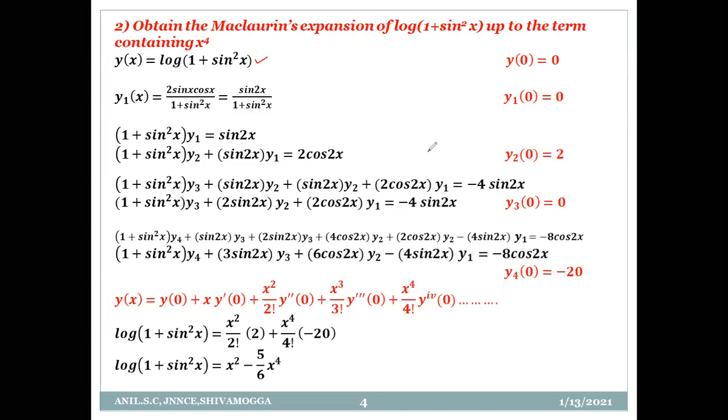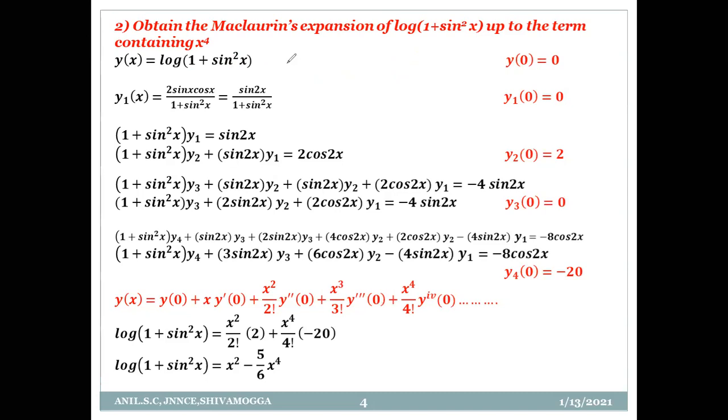Put x is equal to 0. When x is equal to 0, this will be y of 0. When x is equal to 0, this will be sine 0. Sine 0 is 0 and 0 square is 0. 0 plus 1 is 1. Therefore, y of 0 is equal to log 1. And what is the value of log 1? Log 1 is always 0. Therefore, y of 0 is equal to 0. Right.